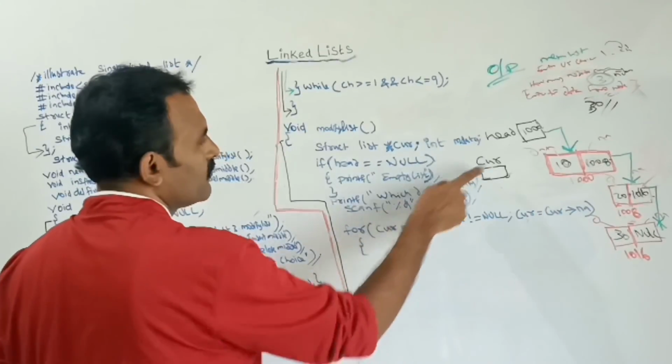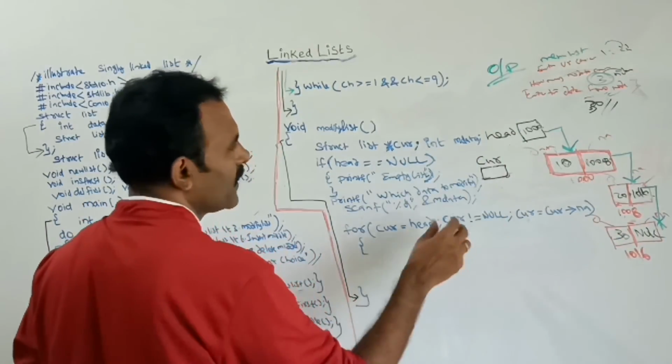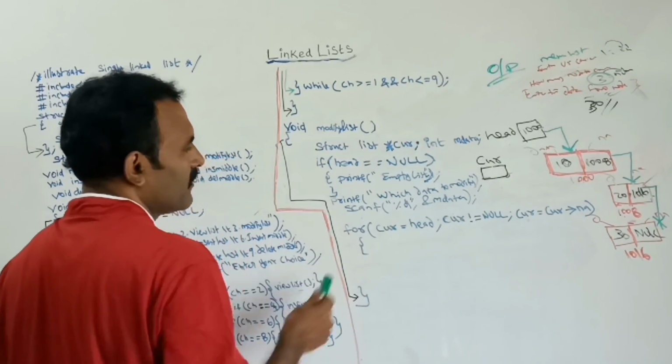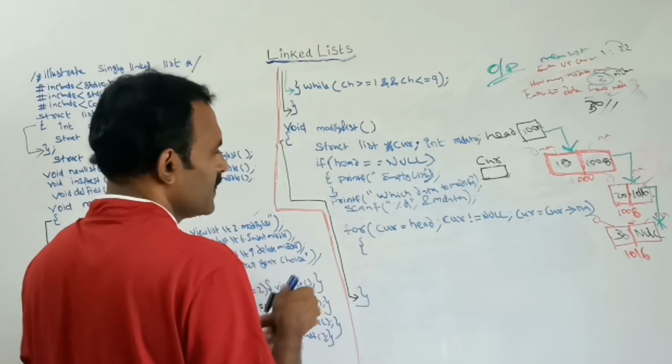Getting the input to m data, which data to modify. Here in the list, which data we need to modify, that we can give here. After that, in the for loop, from the starting part to the ending part, I am searching one by one.